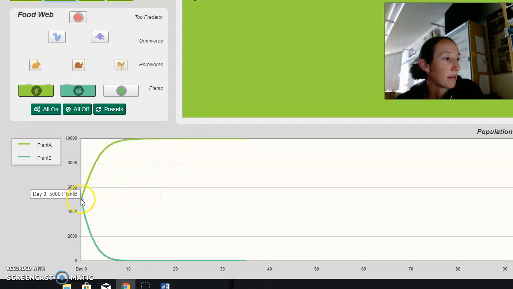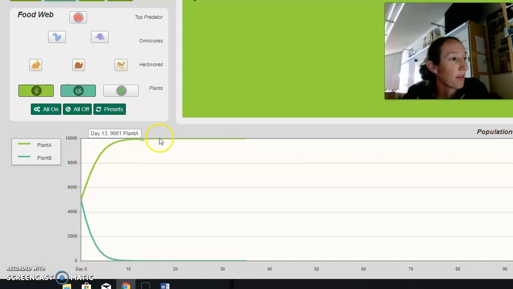And then we're going to look down here at this graph. So plant A, right here, this top green one. I know it tells me plant B, but plant A is in the same place. So plant A started with 5,000 plants. And same with plant B, it started with 5,000 plants. And then after we get up to here, after we get to day 35, now we're looking at 10,000 plants for plant A, and we're at 0 plants for plant B.